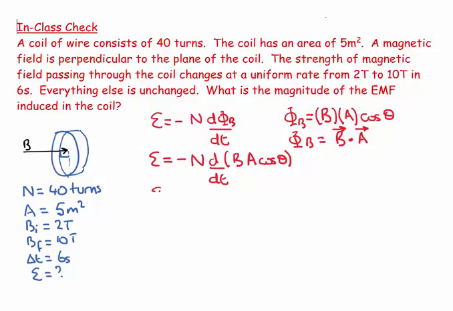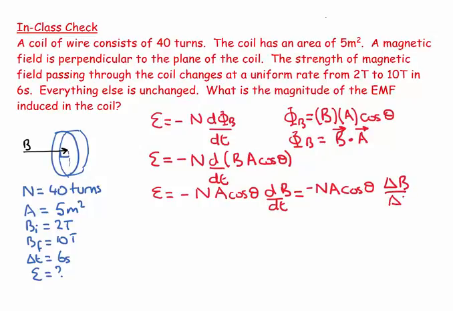So then, okay, let's take out all the things that I know are constant, and the B is going to be constant, and the A is going to be constant. Oh, I'm sorry, that's not true. Let's go off autopilot and start thinking. So the B is going to change, so the A is constant and the cosine of the angle is constant, but I have d by dt of B. That's going to be minus N A cosine of the angle, delta B over delta t, and I can expand this to equal minus N A cosine theta, and I'm going to have B final minus B initial over delta t.